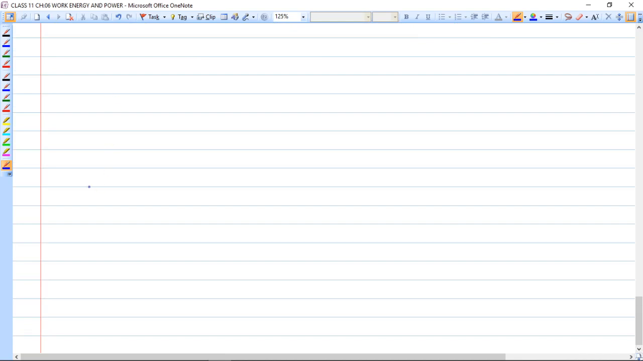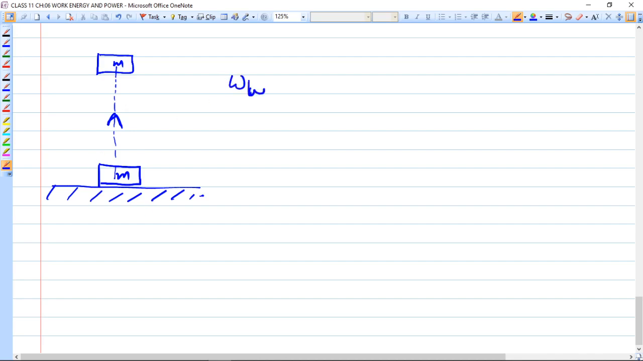Let me give you one more example. I think now you have understood somewhat about the conservative force. What is a conservative force? A conservative force is one for which work done does not depend on the path. So this is the mass M and this is the mass M. Actually, what I have done is I have moved the object. Suppose this is the ground level, and we consider the work done in up motion, which means from bottom to top. Suppose we have moved a distance h.